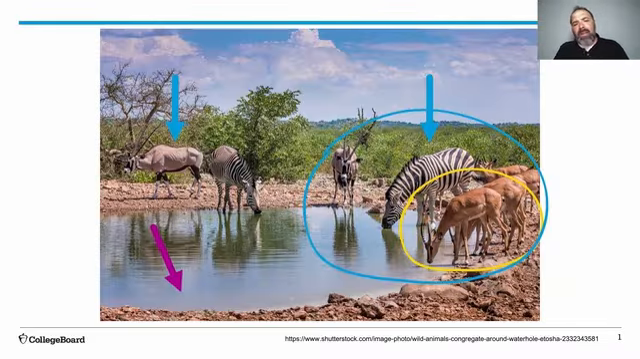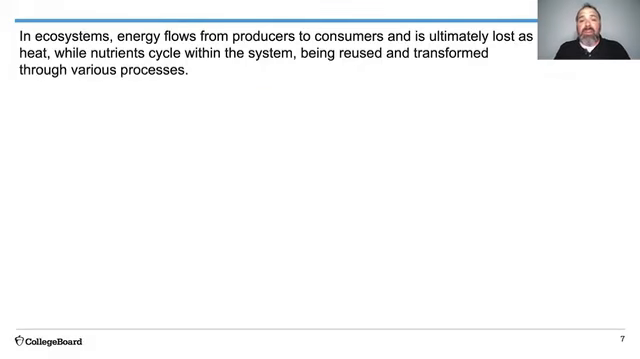If we throw in the abiotic factors, water and soil, that's going to make up the ecosystem. So just looking at this, we've got our population, our community, the abiotic, the biotic, and then all together that could make up a biome. What we have to see is how all of these things interact and have an impact on each other. In ecosystems, energy flows from producers to consumers and is ultimately lost as heat, while nutrients cycle within the system, being reused and transformed through various processes. And so the key here is that energy flows.